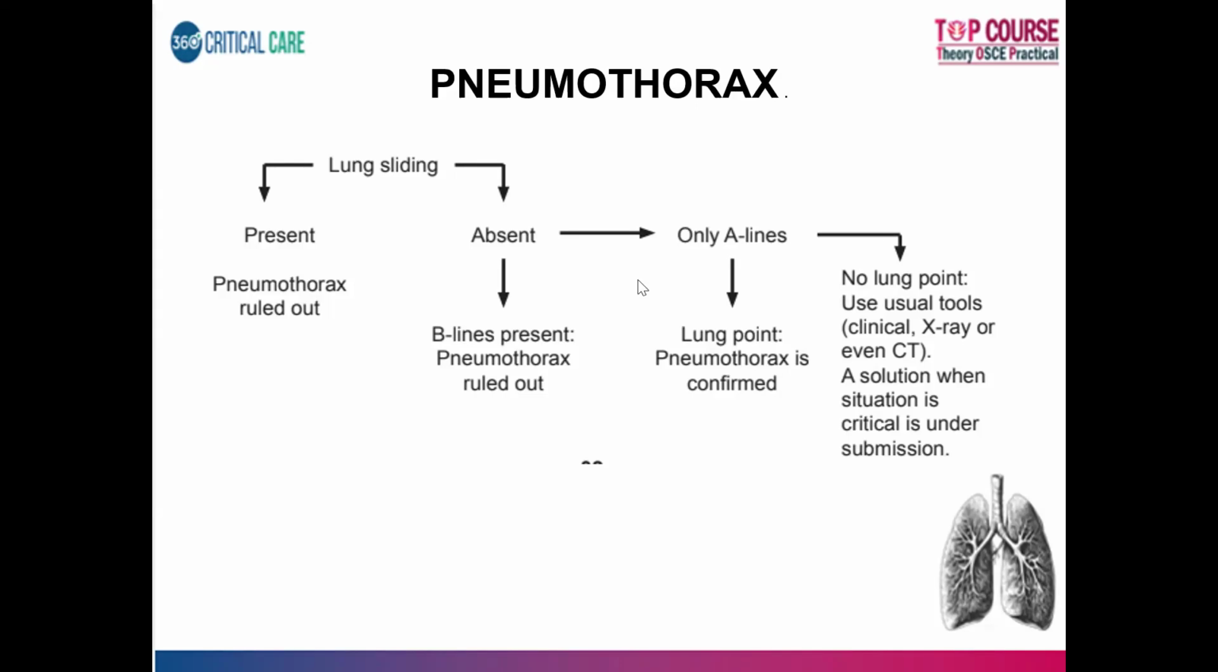So remember, if there is absent lung sliding and presence of only A lines, then you have to further look for the lung point. What is a lung point? It's a transition between the normal lung sliding point and the point of pneumothorax. So the transition point between the normal lung and the lung which has involved pneumothorax is called the lung point, and this is 100% pathognomonic for the diagnosis of pneumothorax.